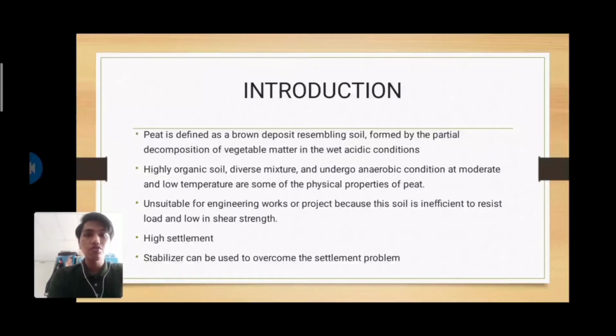Peat is unsuitable for engineering works or projects because this soil is inefficient at resisting load and has low initial strength. Peat also has high settlement. The stabilizer can be used to overcome the settlement problem of peat.